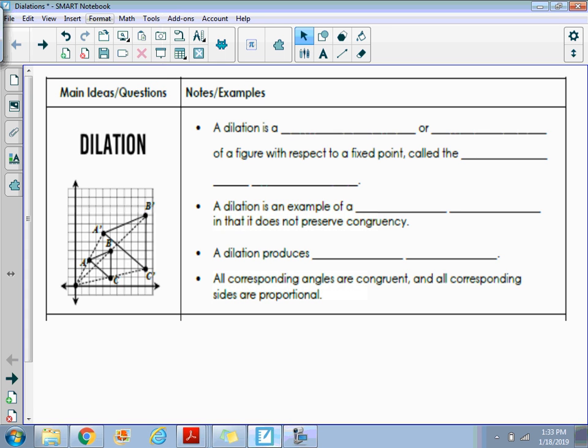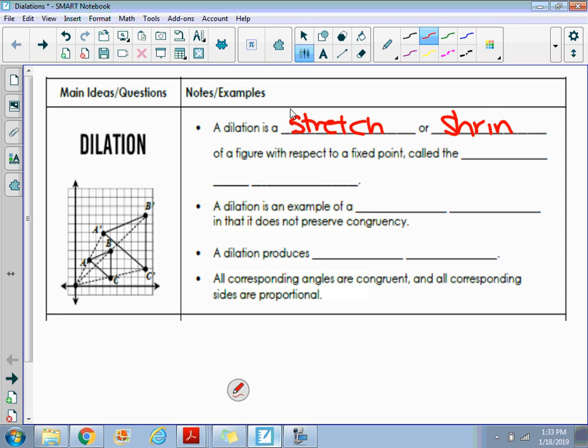Okay, so our last section in this transformation section is dilations. A dilation is a stretch or shrink of a figure with respect to a fixed point.